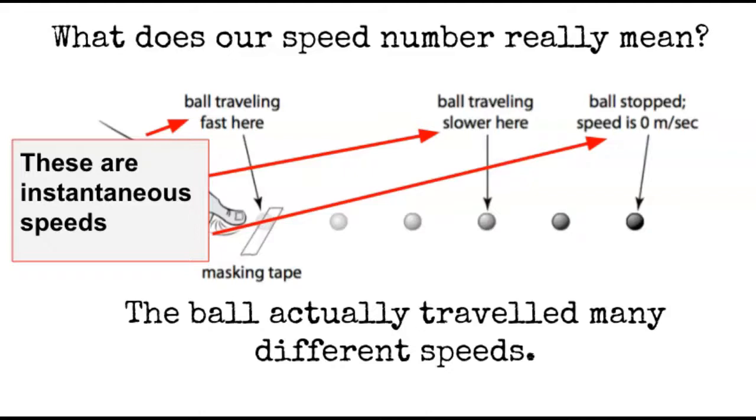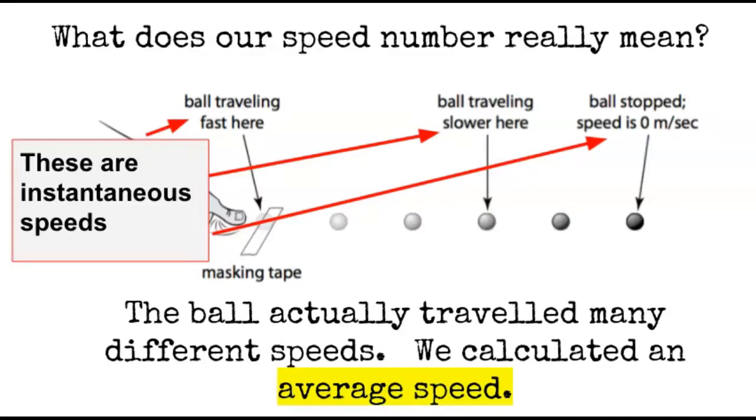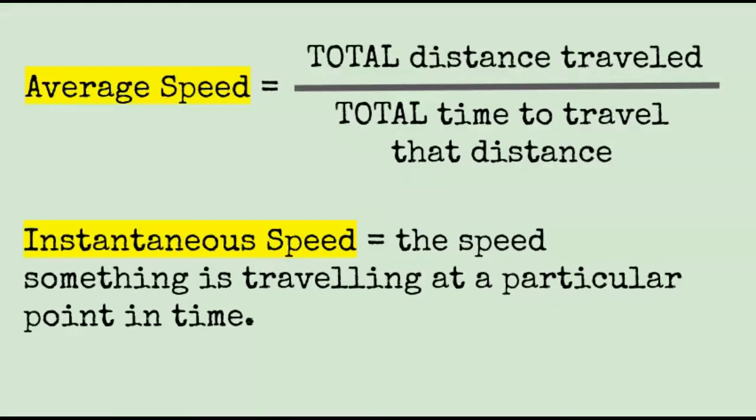So more commonly, what gets measured is an average speed, because you can take a longer period of time and divide that into the distance that was traveled. So now we've got two different types of speed here. We've got instantaneous and average. So here are some definitions to add. If you take the total distance traveled and divide it by the total time it took to travel that distance, that's your average speed. Whereas instantaneous, as we said, is the speed something is traveling at a particular point in time, which can be much more challenging to actually measure.